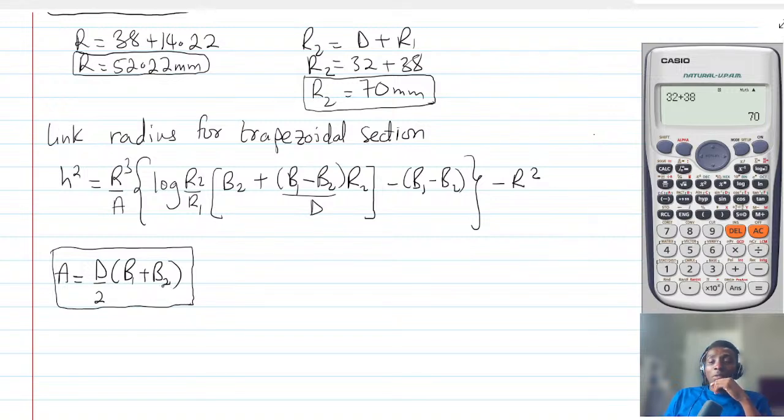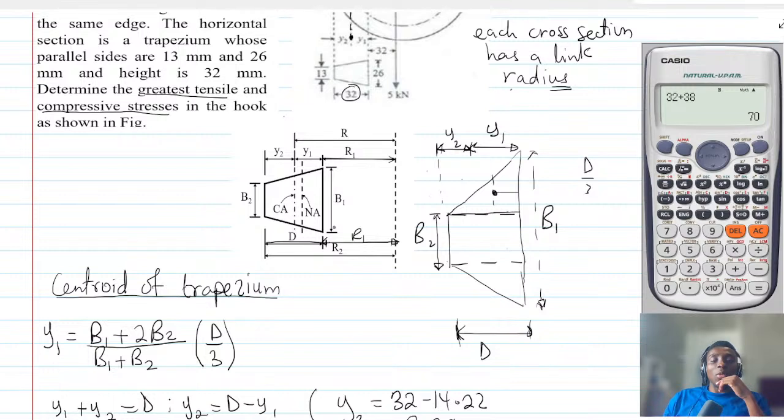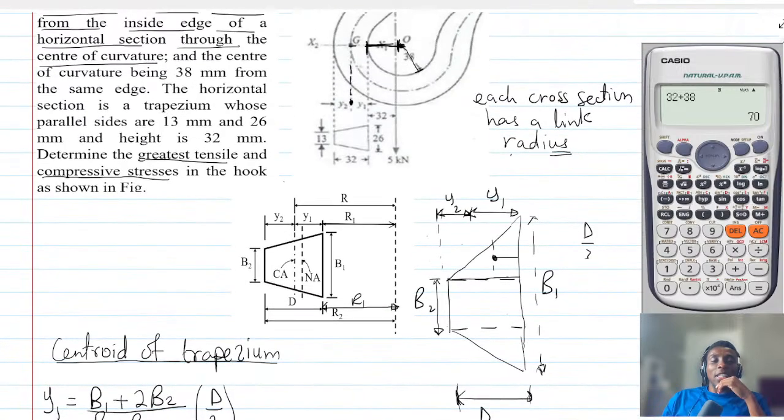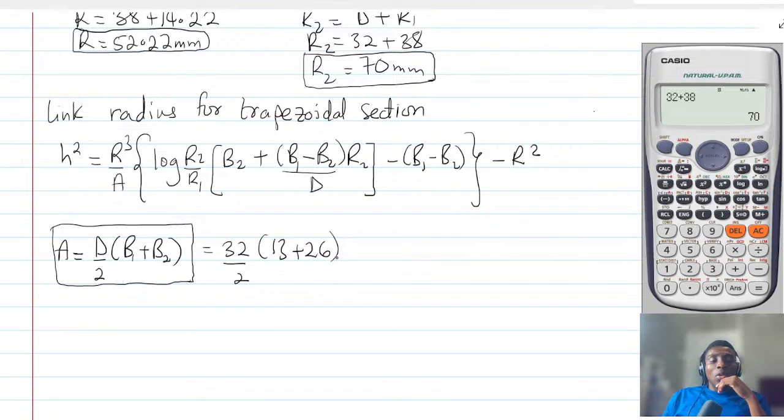So this is the formula for the area of the trapezium. The d is going to be 32. So d is this distance here, and that from the diagram is actually 32. So d is 32. 32 divided by 2, 13 plus 26. Don't forget that b1 and b2 were 13 and 26. So effectively, we have been able to calculate the area. So let's put this into our calculator.